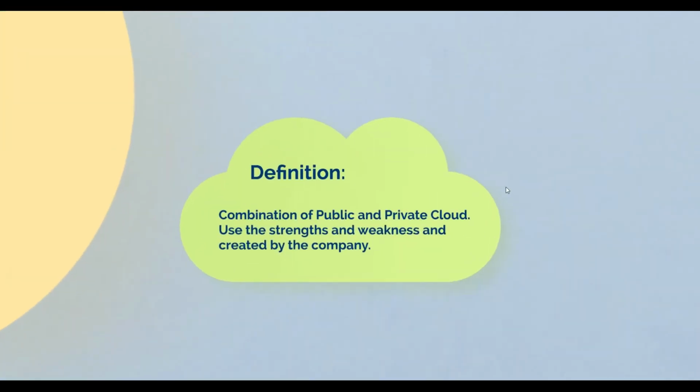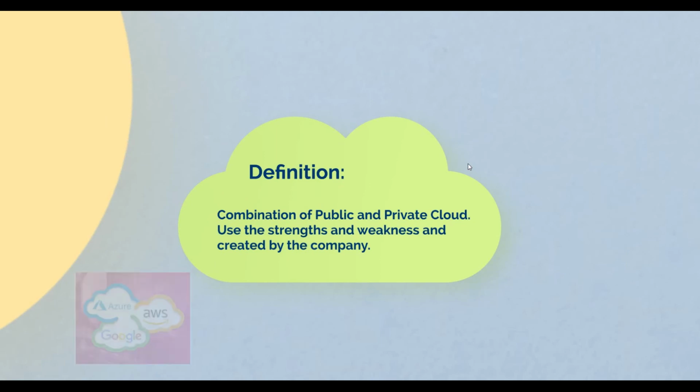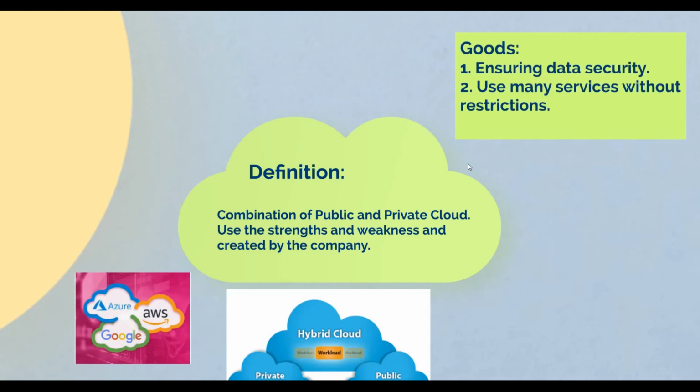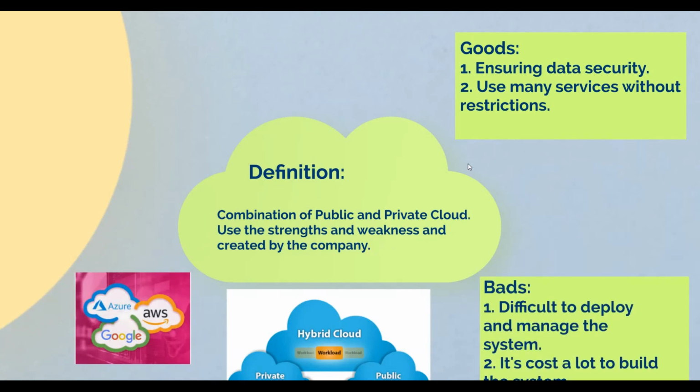Next is hybrid cloud. Hybrid cloud is a combination of public cloud and private cloud. It uses the strengths and quickness of the two models and will usually be created by a company. The good sides of hybrid cloud are ensuring data security and using many services without restriction. The bad sides are that it is difficult to deploy and manage the system. It costs a lot to build the system.